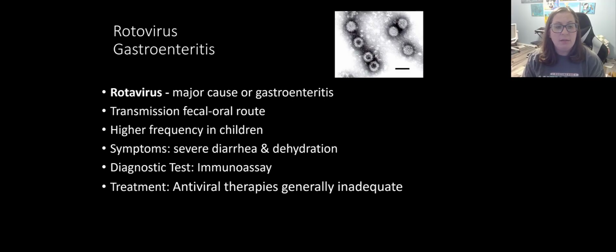Diagnostic test for this is immunoassays, so they're looking at the immune system, taking the blood and then looking for certain kind of markers that are present. And treatment is antiviral therapies, but they're generally inadequate. They have to kind of just let it run its course. And so fluid reuptake is super important here to help prevent the severe dehydration that takes place.